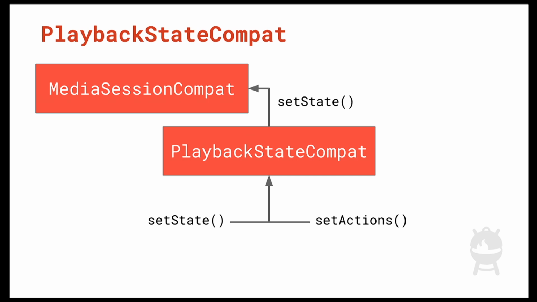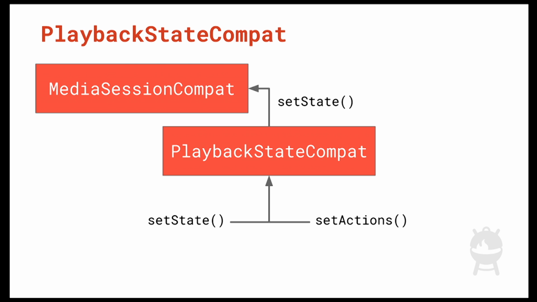Now, setState is kind of the playing, paused. It's actually what looks like an enum, but is in fact not an enum. It's just ints. And we'll also want to include our position, so how far along we are in the track, if that's applicable to you. And then we also have set actions. So set actions are things like, do I support play pause? Do I support stop? Do I support next track, right? Not every player supports going to the previous track.